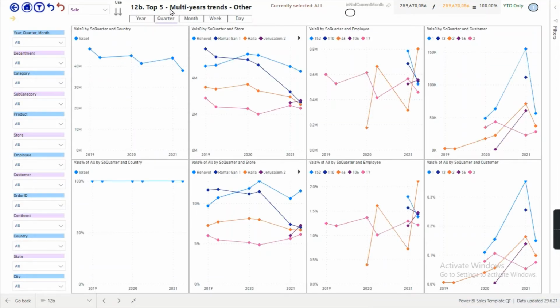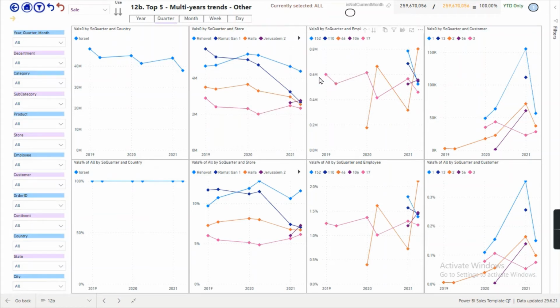It looks the same as page 12, but these are not the main trends, the main indicators, but the other measures. For example, countries, those are dimensions: country, store, employee, customer. So country, there is only one country, going down like the whole chain. Store, the biggest, Rehovot, is going up and down, you remember, and the second one is going far down. The others are steady.